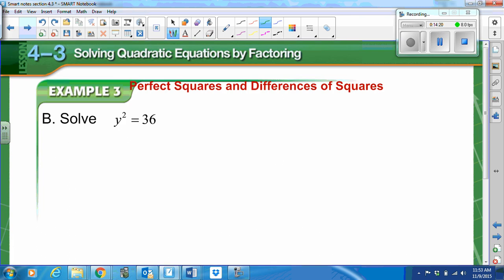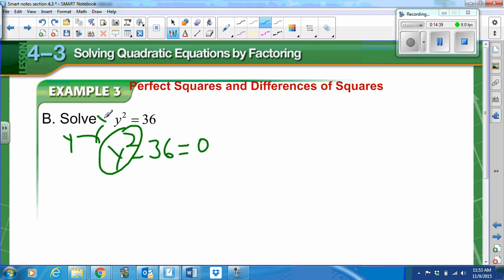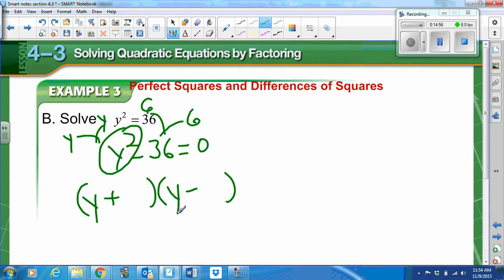All right, perfect squares and differences of squares. So y squared minus 36 equals 0. Now, anytime you have a difference of squares, just take the square root here, and that is y. Oh, and I have a perfect square here. Perfect square. So double bubble. Then you put plus, and then you put your perfect squares here and the other here.